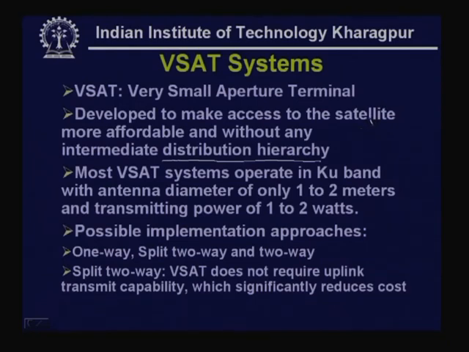With that objective, VSAT, very small aperture terminals, were developed. For example, most VSAT systems operate in the Ku band, with an antenna diameter of only 1 to 2 meters. That is relatively small compared to the bigger antennas traditionally used, and it requires only a transmitting power of 1 to 2 watts for communication. So neither the power nor the diameter is very high, and it can be very easily used in houses.